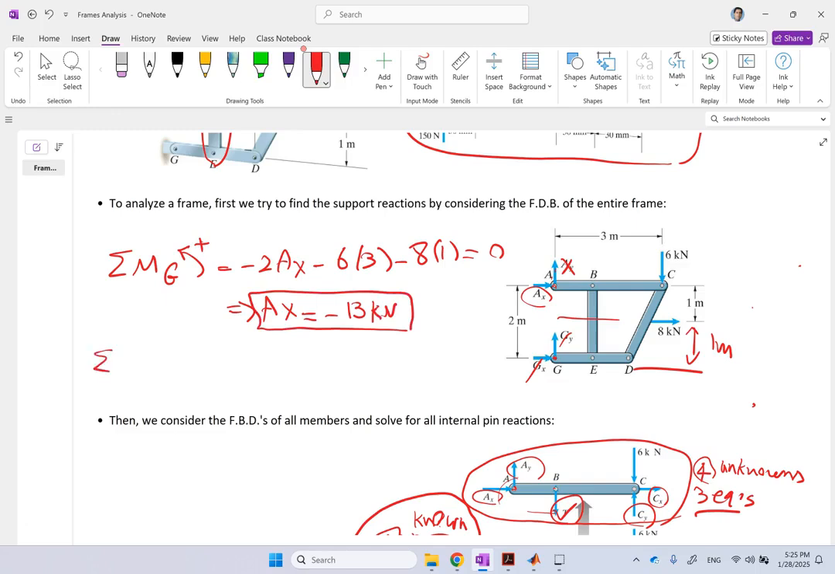Now, if I say sum of the forces in the x direction, that is going to be what? That is going to be ax plus gx plus 8. This is equal to 0. A is already calculated. From here, you can directly find gx. And gx is going to be 5 kilonewton.